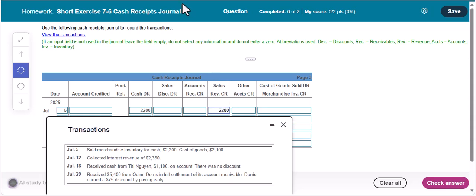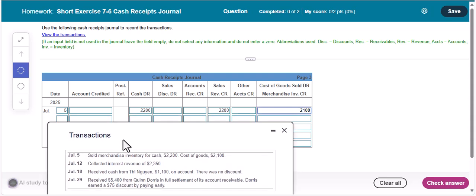And now at this point, a lot of students say, well, our debits equal our credits, so we must be finished, right? Well, no, we sold something, so we have to have cost of goods sold going up and inventory going down, which is this column here at the end. So that cost of goods sold is $2,100. That is what those goods, that merchandise inventory, cost us that we sold. Now moving on to our next transaction.